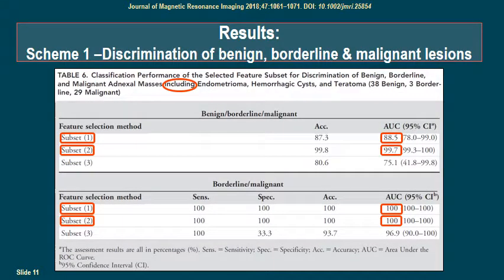We used the same subsets to differentiate between benign, borderline, and malignant lesions, and RLM could provide high diagnostic performance of 88%. And when we added Gabor to RLM, about 100% of diagnostic performance could be achieved. And for differentiation of borderline from malignant, RLM and RLM plus Gabor texture features could provide 100% of accuracy.